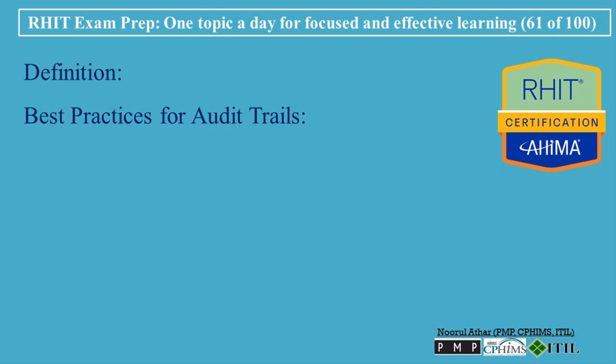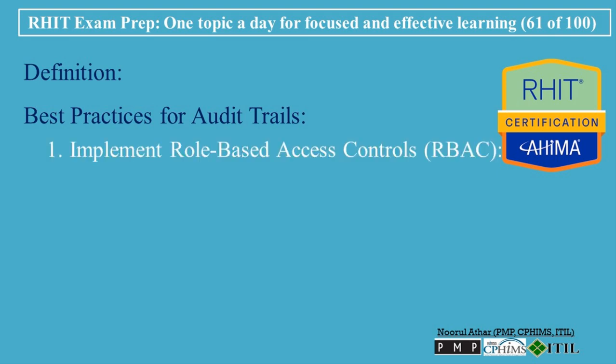Best practices for audit trails. 1. Implement role-based access controls (RBAC). Ensure that only authorized users have access to specific parts of the healthcare system based on their roles. Role-based access controls (RBAC) limit access to sensitive data and prevent unauthorized personnel from viewing or modifying protected health information.